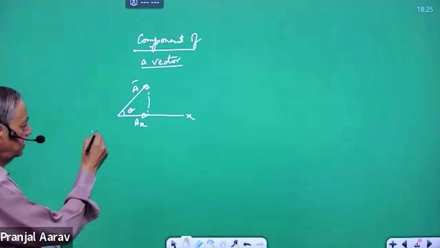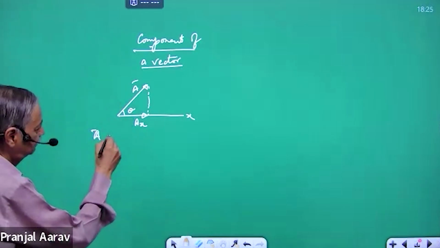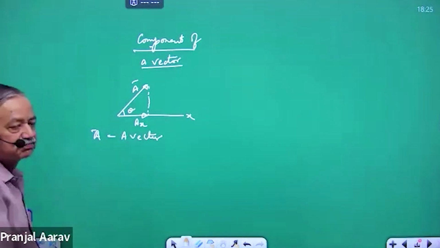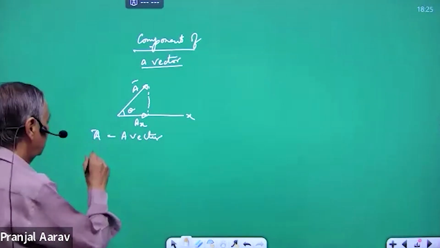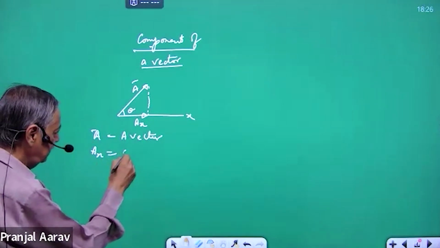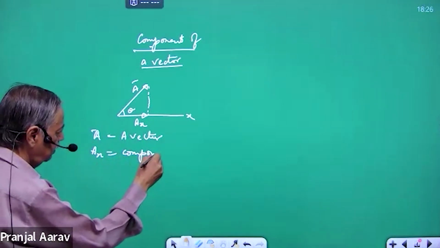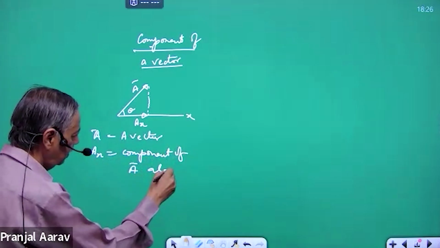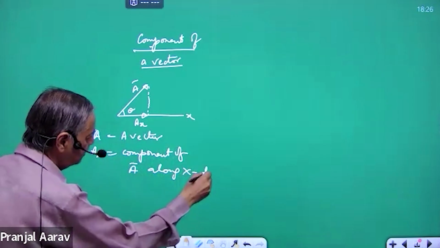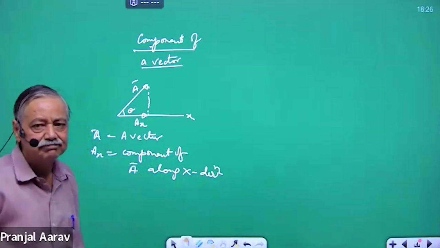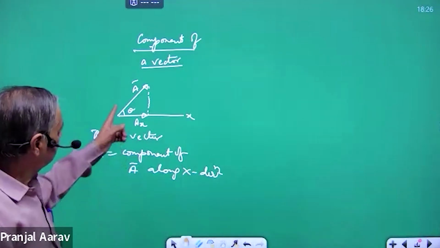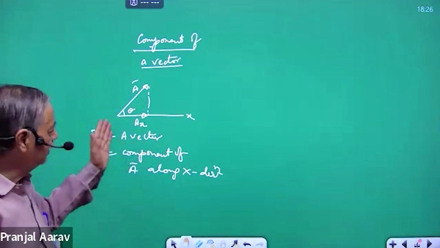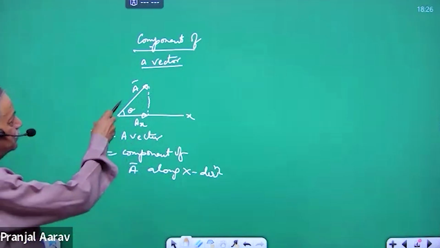You see, A is a vector. Very clear. A is a vector. You have shown an arrow. And AX is the component of A along X direction. This is a vector, this is another vector. So what do they mean? This means A is this way.